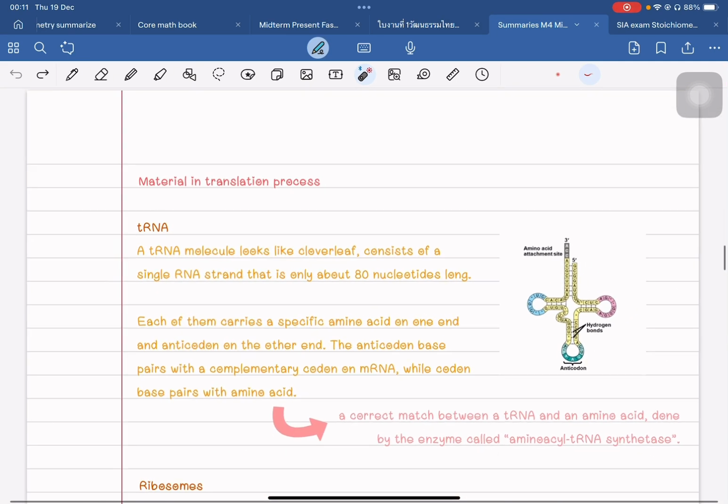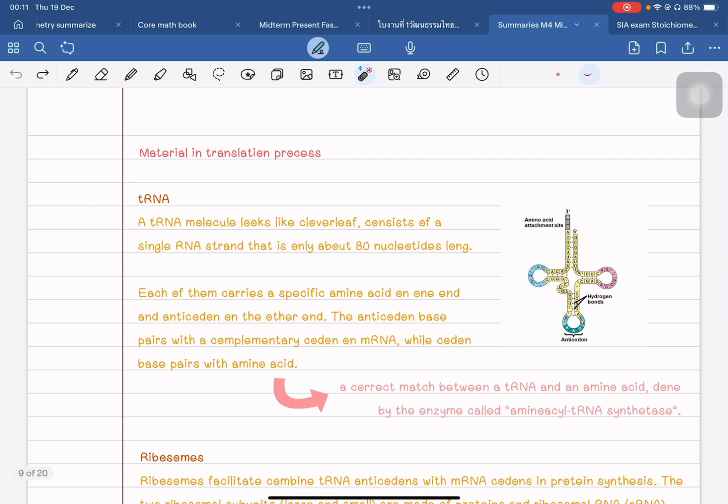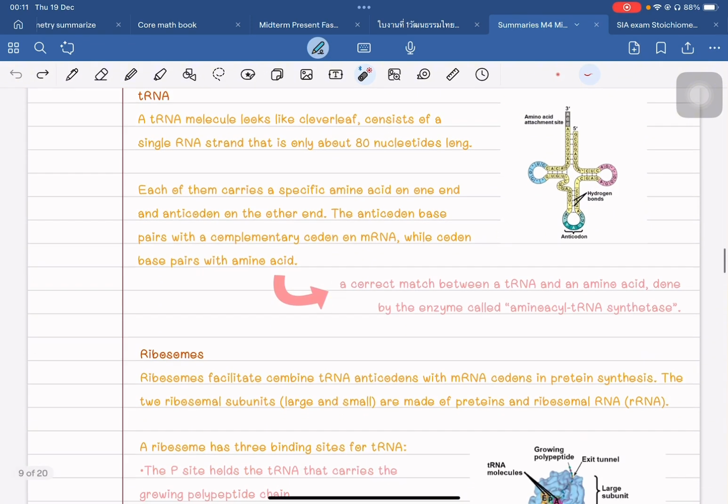Next is about the materials that are used in the translation process. Before we learn about the translation, we're going to learn about the materials first. So tRNA. tRNA is a molecule that looks like a clover leaf. It consists of a single RNA strand that is only about 80 nucleotides long. Each of them carries a specific amino acid on one end and an anticodon on the other end. So the anticodon is going to pair with the complementary codon on mRNA, while the other end is going to pair with the amino acid.